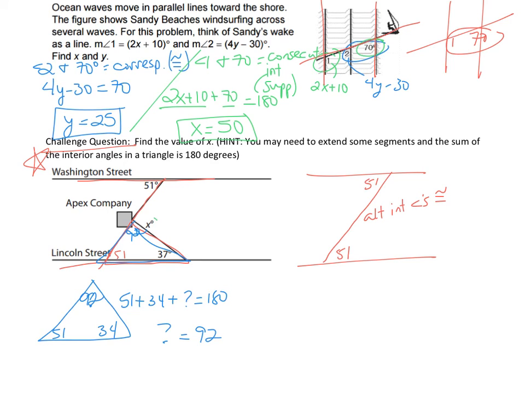Now, these two angles right next to each other are a linear pair, so I know then that 92 plus x has to equal 180 degrees. So my x value, when I solve that, would equal x equals 88. And there is our final answer for the x there in the middle.